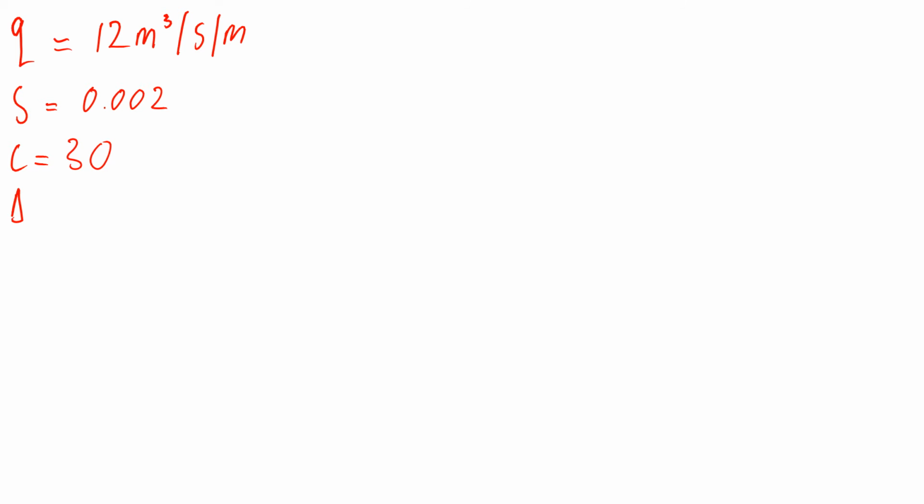So first of all, I'm just going to write down the parameters that we know. So small q is 12 meters cubed per second per meter. S is equal to 0.002. C is equal to 30, and delta y, which is given again, is 0.2 meters.